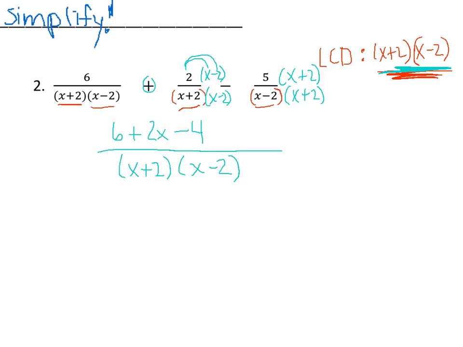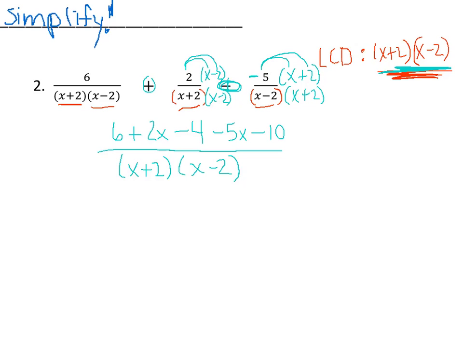And then we have this minus 5. Now notice that there is a minus here. That's very important. You have to put the minus with the 5 before you distribute. So that's going to make this a plus negative 5. So I'm going to distribute my negative 5. So I've got negative 5x. Negative 5 times 2 is minus 10.